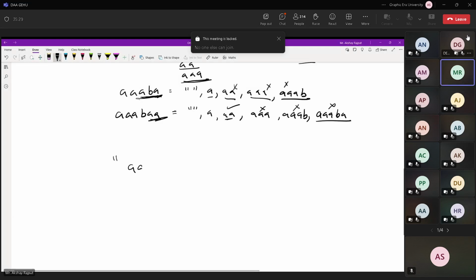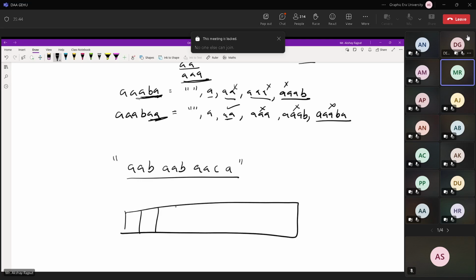Let's create AABAABAACA. Make the LPS array of this. So the LPS array length will be the same. This is 10, so we will have a 10-length array: 0, 1, 2, 3, 4, 5, 6, 7, 8, 9.